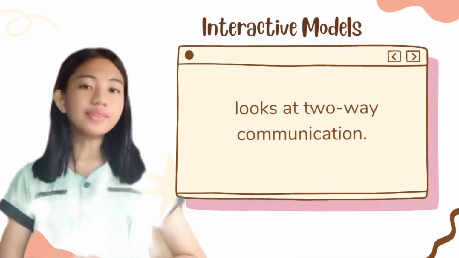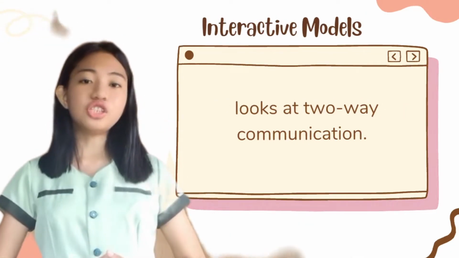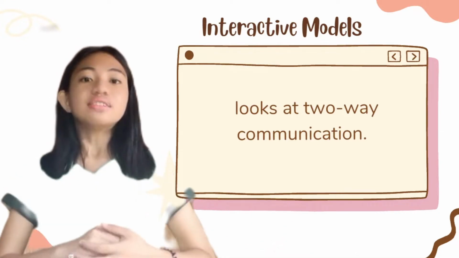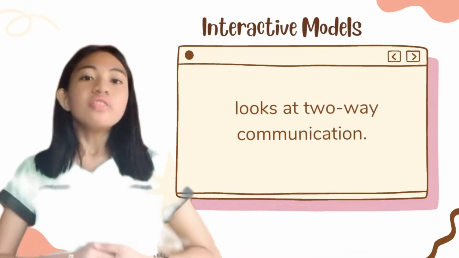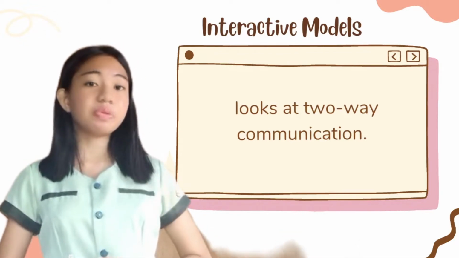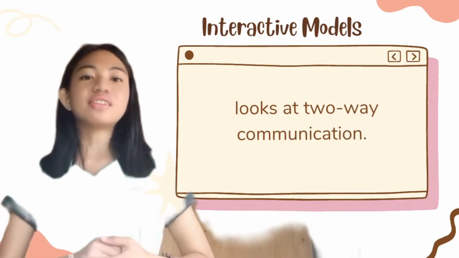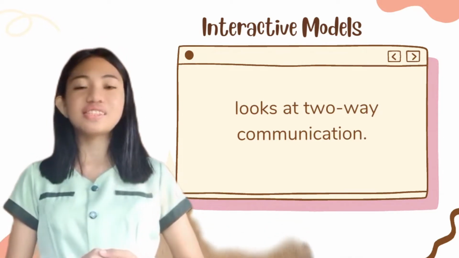The interactive model looks at two-way communication. It is also known as the convergence model. It deals with the exchange of ideas and messages taking place both ways, from sender to receiver and vice versa. The communication process takes place between humans or machines in both verbal or non-verbal ways. This is a relatively new model of communication for new technologies like the web.